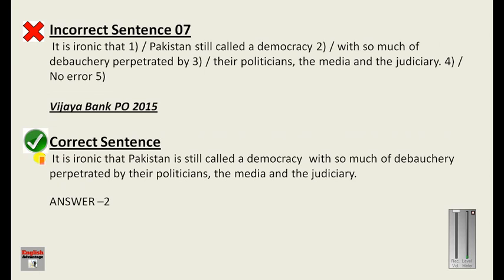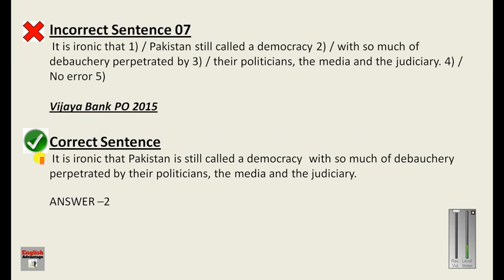Now let us move on to the next sentence. It's ironic that Pakistan is still called a democracy with so much of debauchery perpetrated by their politicians, the media and the judiciary. The sentence wants to say that people still call Pakistan a very good democracy despite the fact that the politicians of Pakistan, the media of Pakistan and the judiciary of Pakistan are involved in corruption, involved in debauchery, involved in dishonesty.